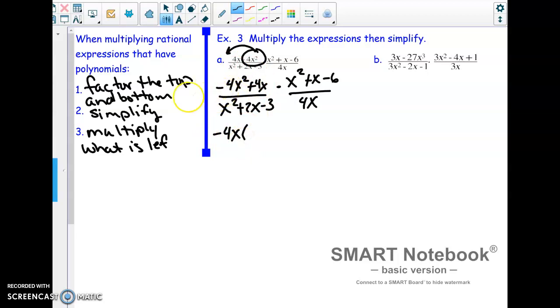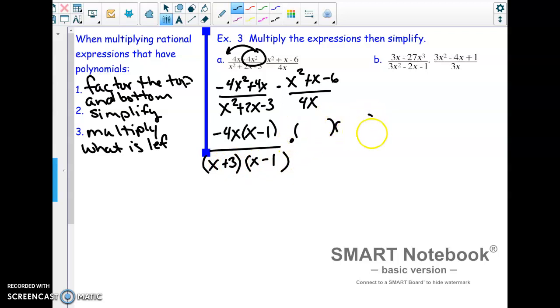So in the first one, I'm going to factor out a negative 4x because that's my GCF. Since it's negative, I'm going to take out that negative. And I'm left with x. I take a negative 4x from positive 4x minus 1. Okay, again, I'm going to factor my denominator. So I'm going to have x, two numbers that multiply to give me negative 3, add to give me positive 2, positive 3, negative 1.